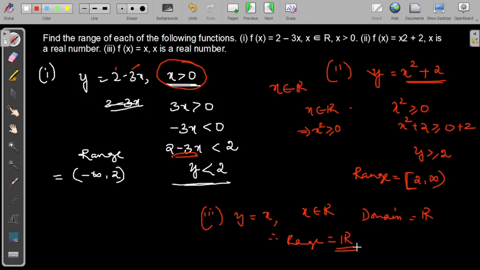So this is how to find the range when the domain is given, and in the previous examples we have seen how to find both domain and range.